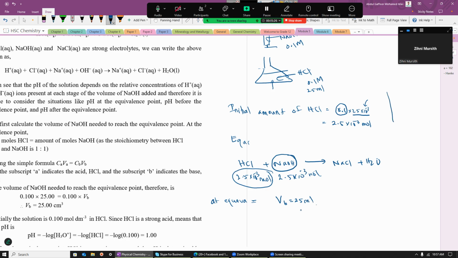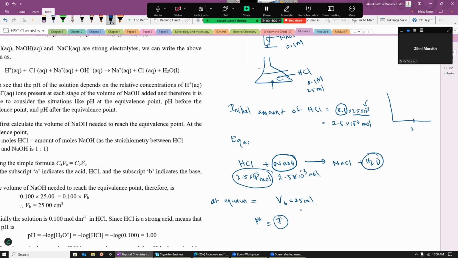So in the graph, at the equivalence point we have to calculate the pH. What is the pH at the equivalence point? It is 7. Why? Because we have only water. The concentration of H plus in water at 25 degrees Celsius is 1 times 10 power minus 7, from Kw of 10 power minus 14. So it's going to be 7.